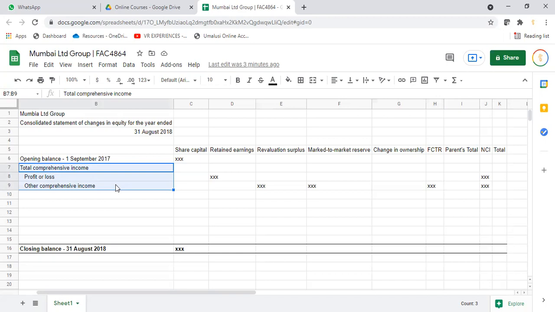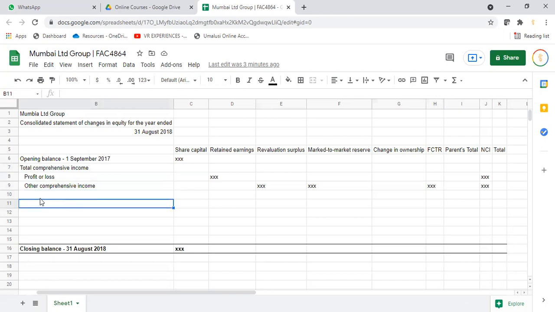Okay, so that is total comprehensive income. Then we can have, okay, so that is that. Let me just see what's happening over here. Okay, so now the next we can have, I'm just going as it comes to my mind. The next we can have is an acquisition of sub.